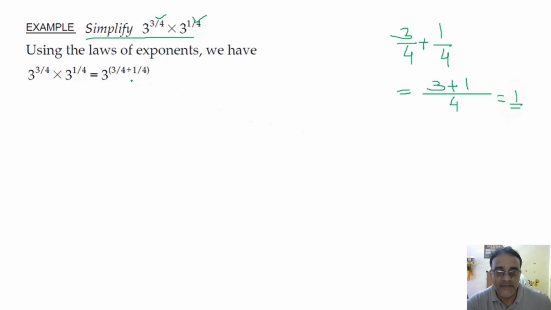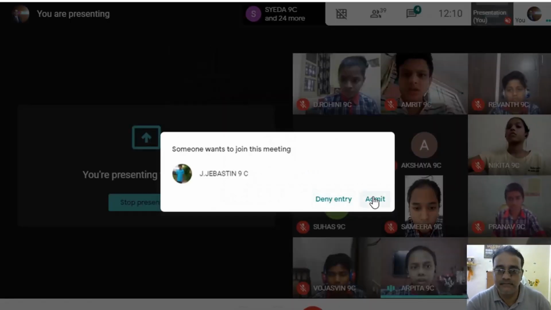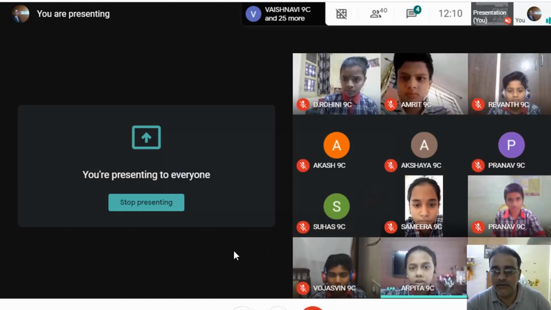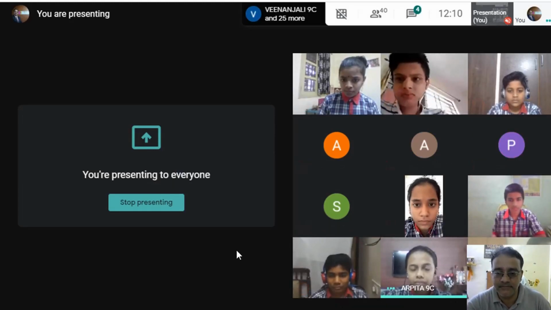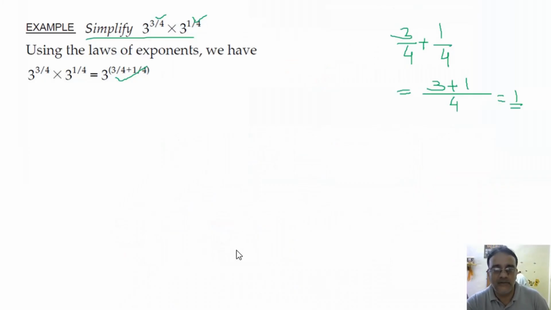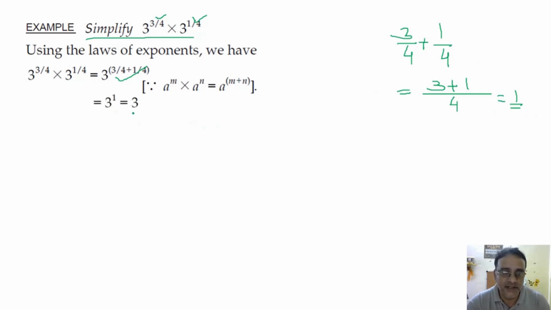Sir, 1. Okay. And which law have we used for this one? Arpita. Sir, a to the power m into a to the power n is equal to a to the power m plus n. Right. Very good. Now mute your mic. So a to the power m into a to the power n is equal to a to the power m plus n. Now I just explained that the sum of these two powers is 1. So 3 to the power 1 is equal to 3. Any doubt in this first example? No sir. This is simple.